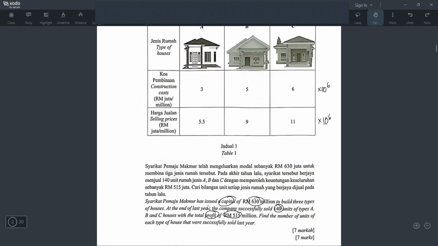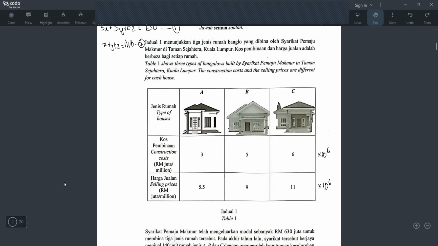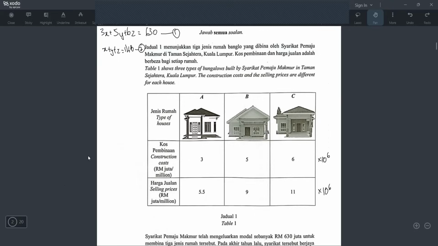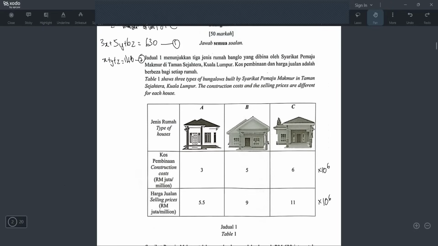And my final equation will be the profit, which is 515 million. Okay, now, what will be my profit for one house A? If I sell one house A, what will be the profit? Will it be 5.5 million? The answer is no, because when you sell for 5.5 million, you will not earn 5.5 million. The profit will not be the selling price, because you spent some money to build the house. So to get the profit, you actually have to take 5.5 minus 3. Let's press the calculator, it's 2.5, right?